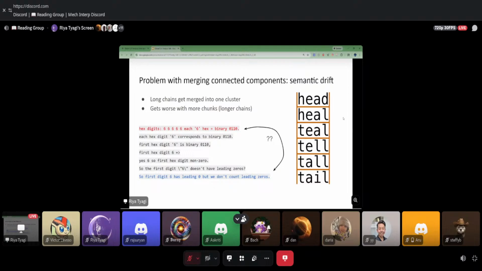And so hex digit 6666, each six hex equals binary 0110 would get merged with, so first digit six has leading zero, but we don't count leading zeros, which are completely different things. The second one is talking about leading zeros, and the first is converting the first six to binary and saying what the original thing is. So yeah, this was annoying. This led to bad chunks, bad clusters. This explained why our proxy task was failing in part.